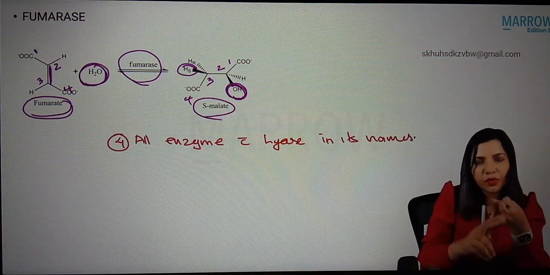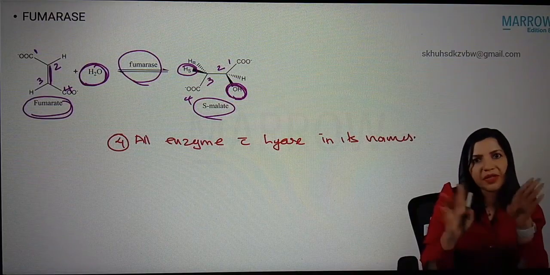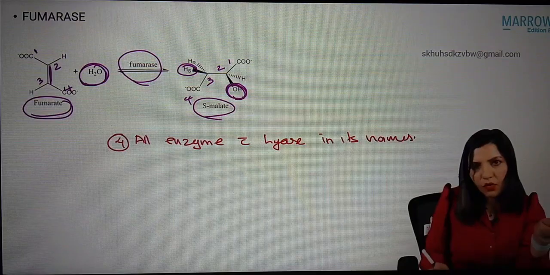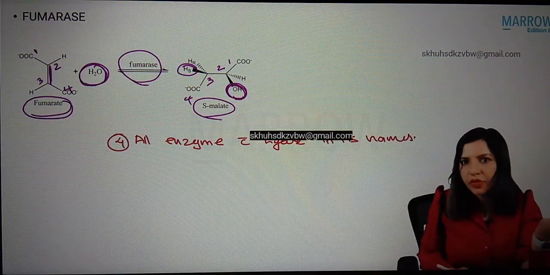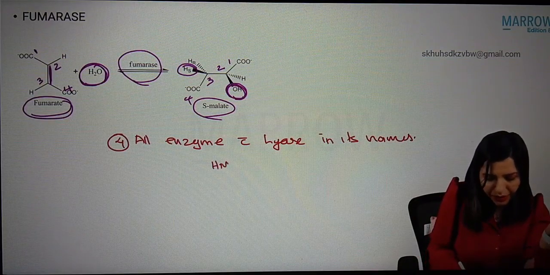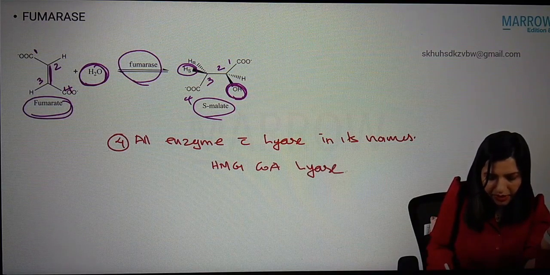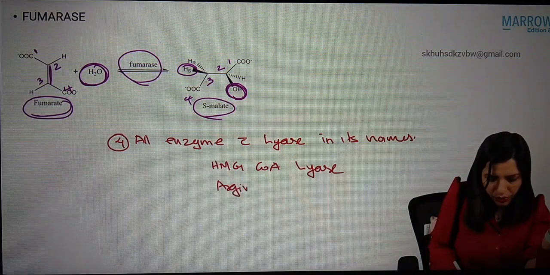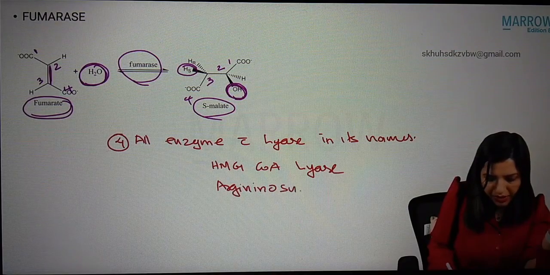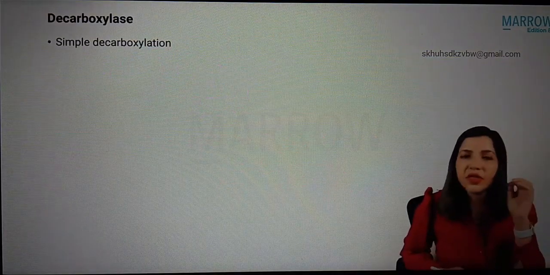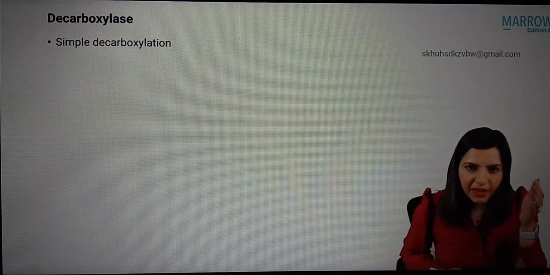Okay, so aldolase, fumarase, enolase, and all enzymes with lyase in their name are class 4, which is lyase. For example, HMG coenzyme A lyase, argininosuccinate lyase, these are all examples. Okay, fine. So these are all coming under the lyase.